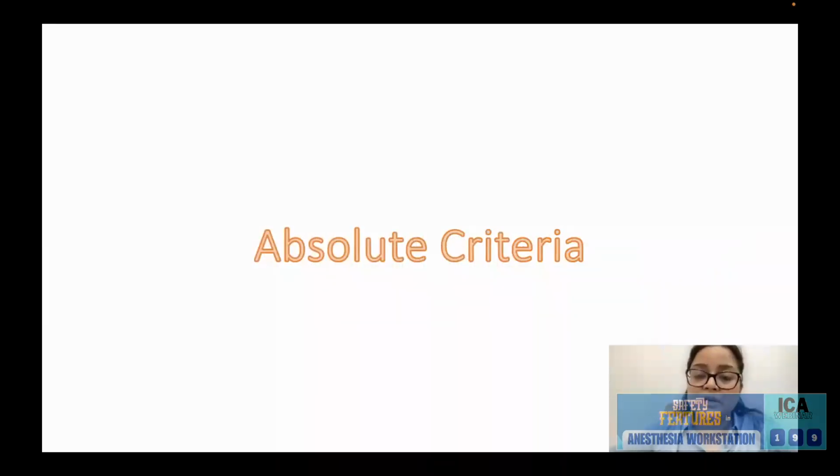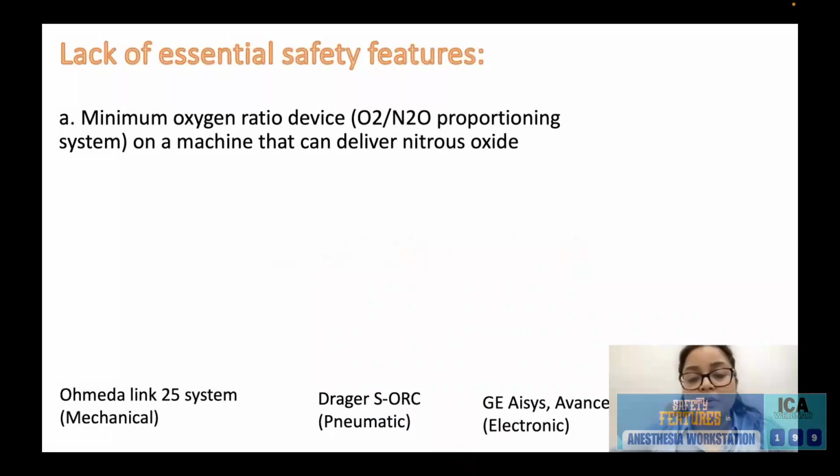Now, coming to the particular criteria which are required for labeling the machine as obsolete. Any anesthesia machine or workstation can be considered obsolete if any of the following absolute criteria apply. If the anesthesia machine lacks essential safety features like the oxygen nitrous proportioning system, which is a very important safety mechanism and is present in almost all the anesthesia machines as well as workstations.